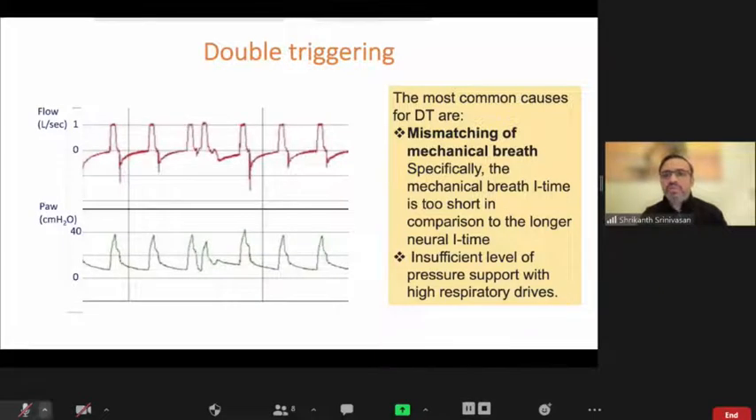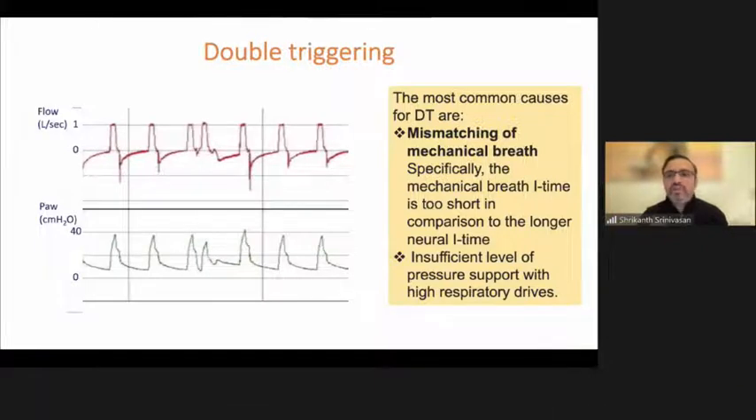My requirement is much more, the machine is giving much lesser. So I will double trigger. This also occurs because of another reason: when there is insufficient level of pressure support in a patient with extremely high respiratory drives. For example, patients with acute lung injury, where their lungs are inflamed.